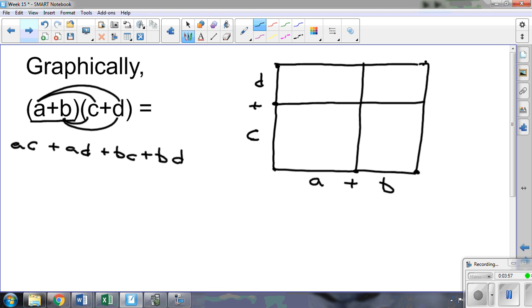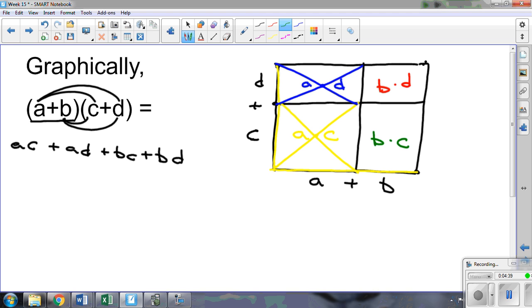and the distributive property is telling us we have 2 different ways to calculate the area. One way of calculating the area is just length times width, or alternatively, we can split it up into 4 smaller rectangles and add up the individual rectangles. This one is A times C. Up here, that's A times D. And we'd have B times D, and we would have B times C, which you'll notice are the 4 areas that we had over here.